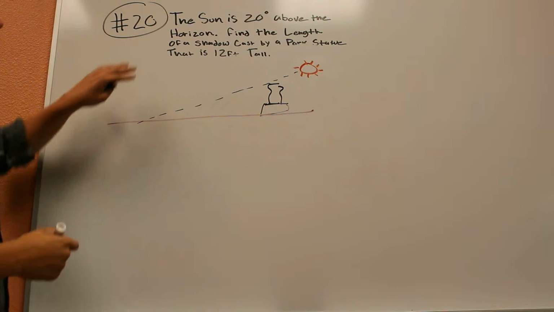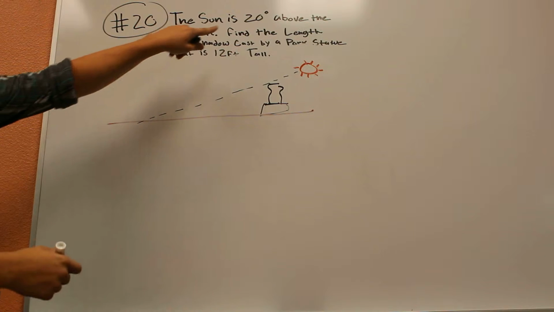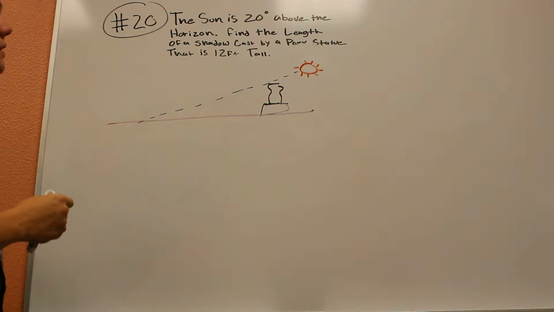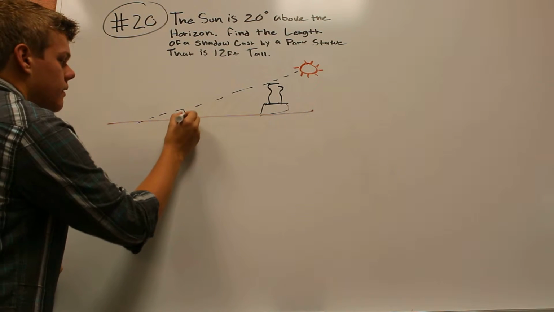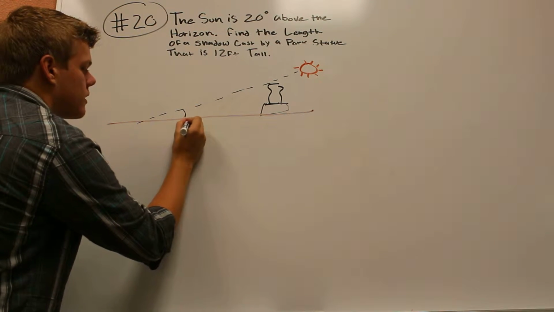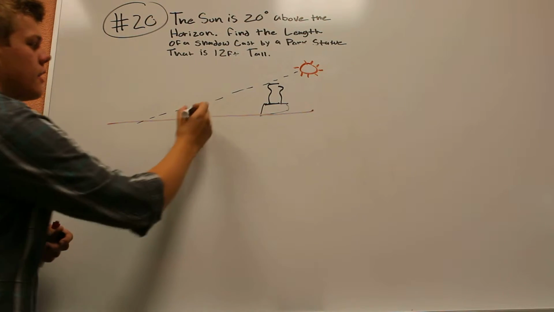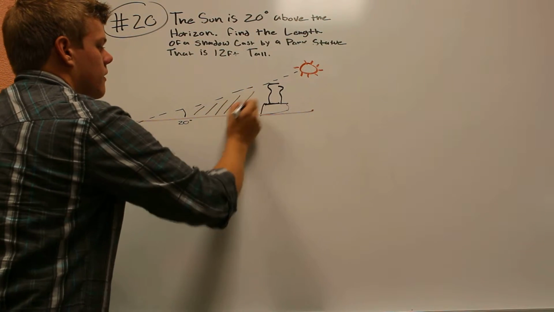So we have a couple of clues in the problem. The first one is that the sun is 20 degrees above the horizon. So that means that this angle here is 20 degrees, okay? And this is all shadow in here.